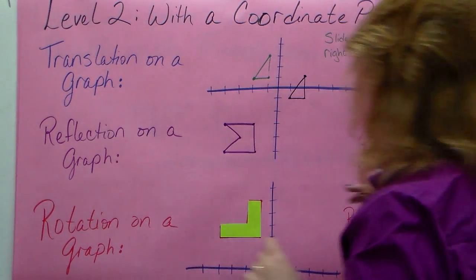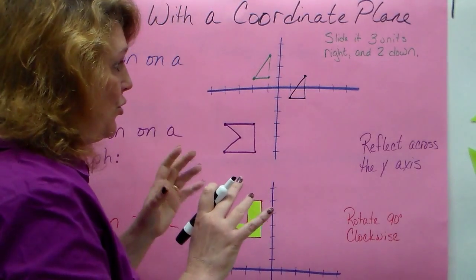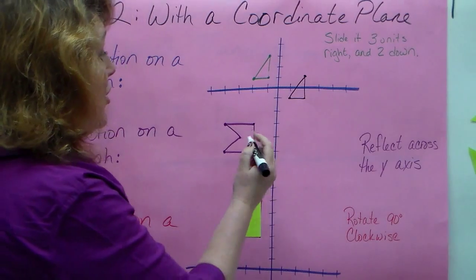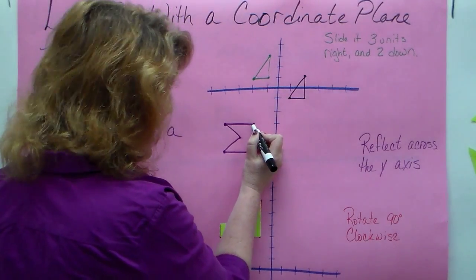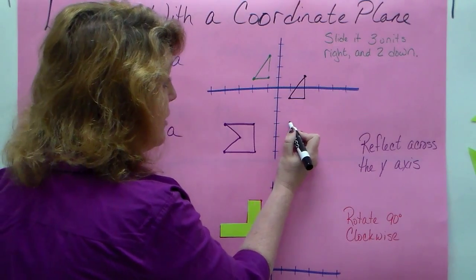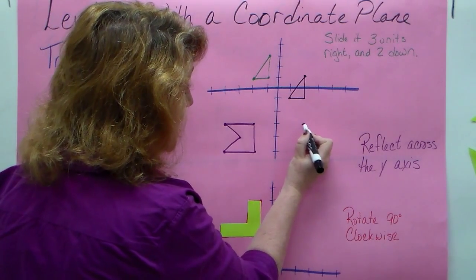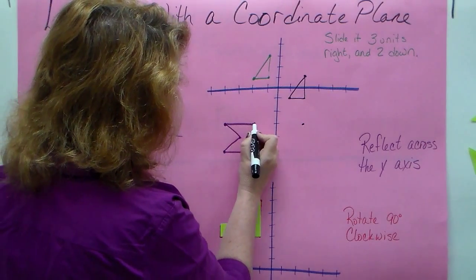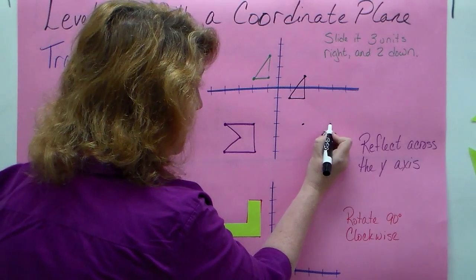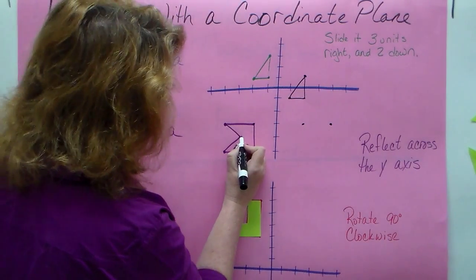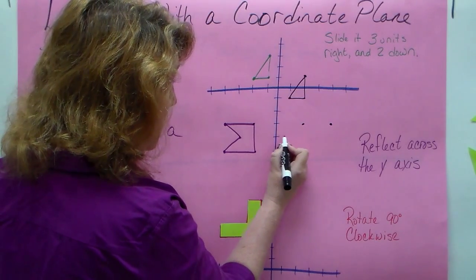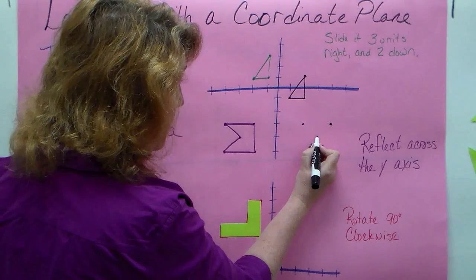Now, reflections are cool because they're going to go straight at your line. So if this point is 2 over from your line, it's going to be 2 over from your line. This point is 1, 2, 3, 4 over from my line, so it's going to go here. This point is 1, 2, 3 from my line. 1, 2, 3 from my line.